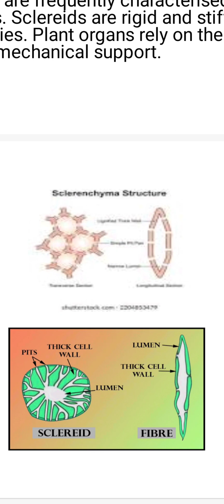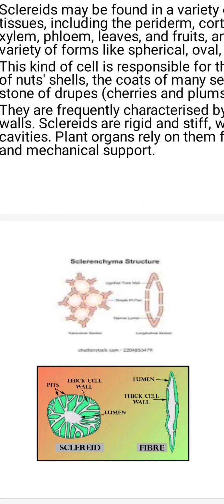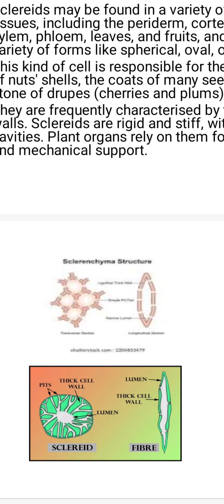Okay, here in this diagram you can see that a sclerid consists of a thick cell wall and it has pits on it, and inside the sclerid there is the presence of a lumen or space. Okay, so this is the diagram for sclerids and fibers. They are the sclerenchymatous tissue.